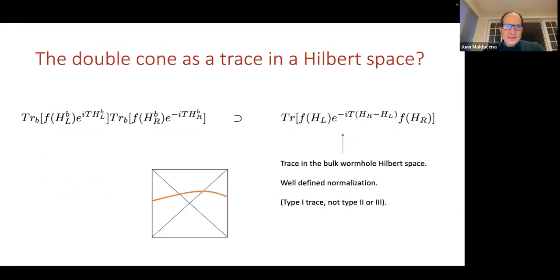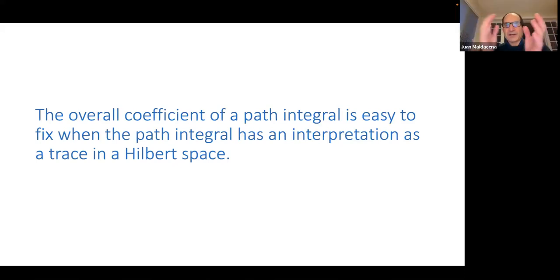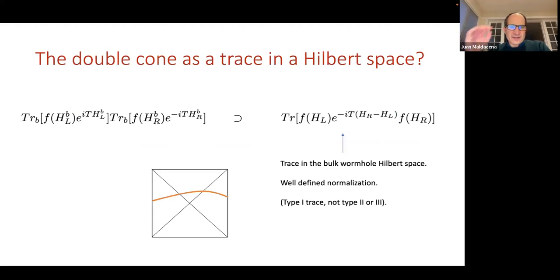Okay, so usually we're trying to determine the coefficient of the double cone, and that coefficient is typically easy to do when we have a path integral, if we can interpret the path integral as a trace in some Hilbert space. So our first task now is to try to compute that. We're going to say that the double cone wormhole can be viewed as a trace in a certain Hilbert space. So first, we'll try something that doesn't quite work, but a small modification will work.